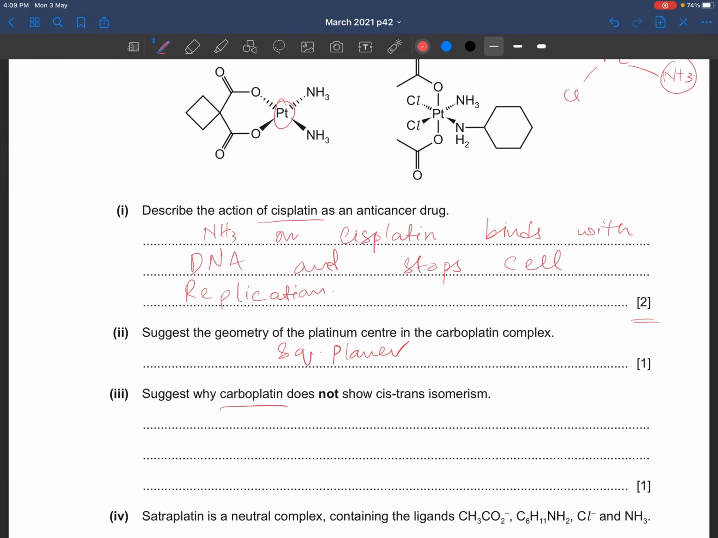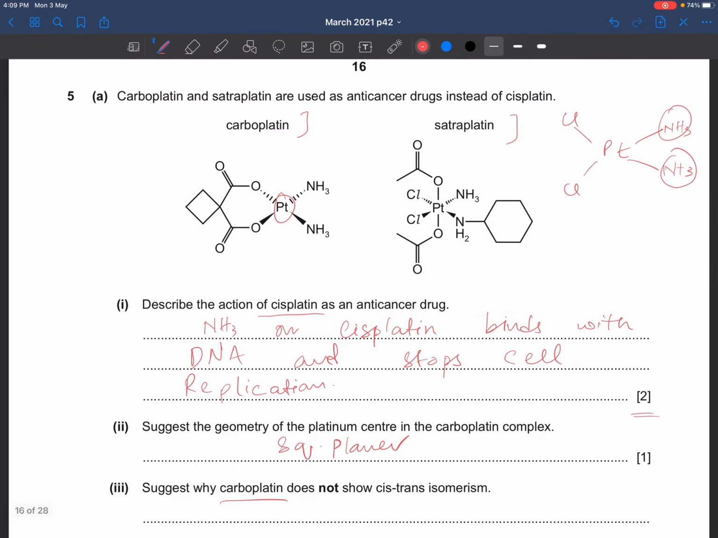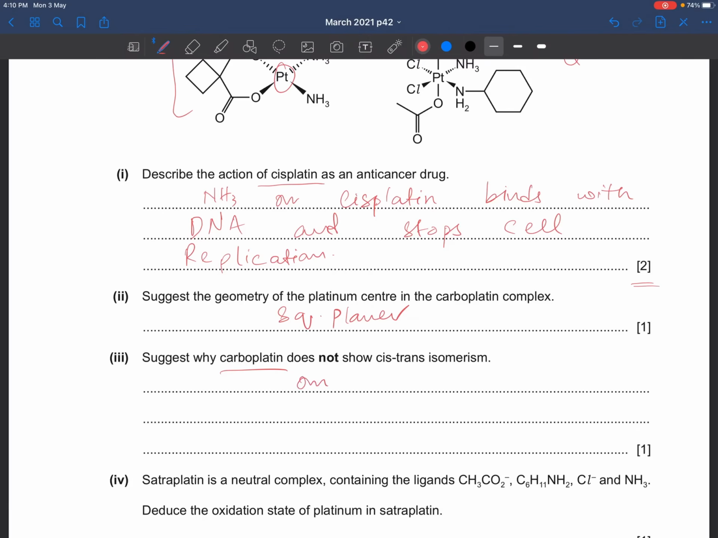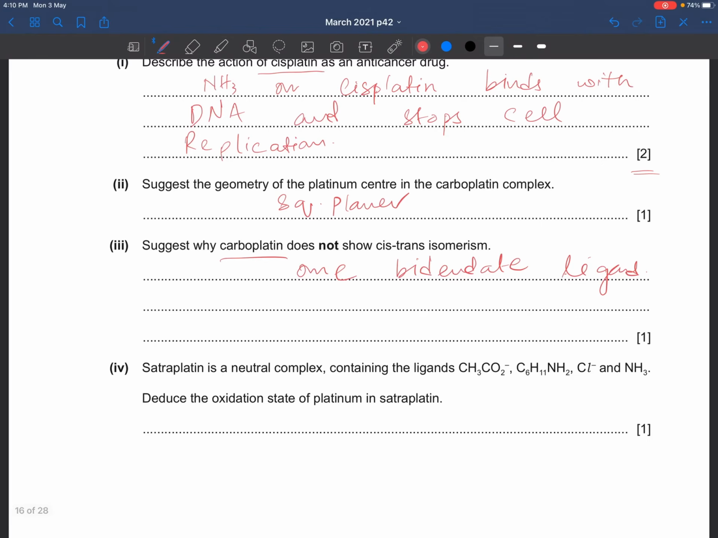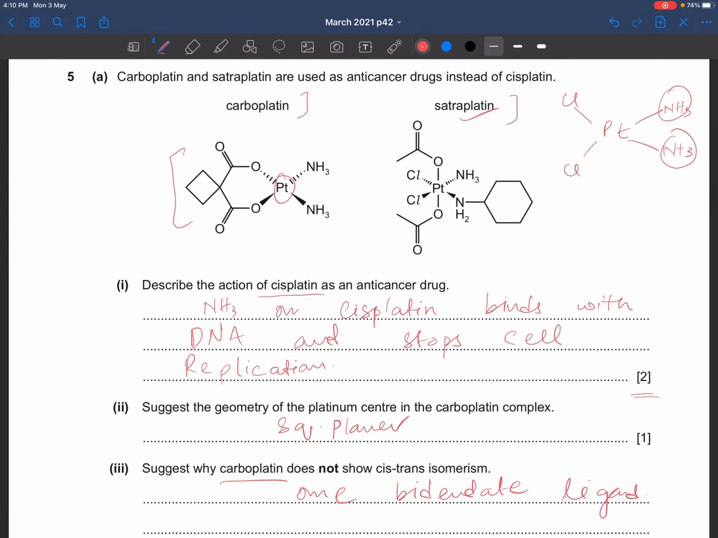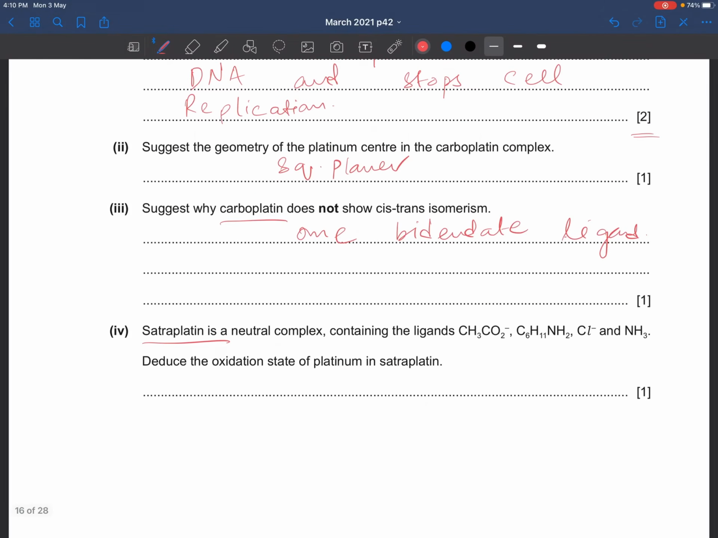Suggest why carboplatin does not show cis-trans isomerism: because in carboplatin we have this bidentate ligand which cannot be rotated, so we have one bidentate ligand. Satraplatin is a neutral complex, right? This is satraplatin mentioned here. So it's a neutral complex containing these ligands: ethanoate, amine, Cl-, and NH3.